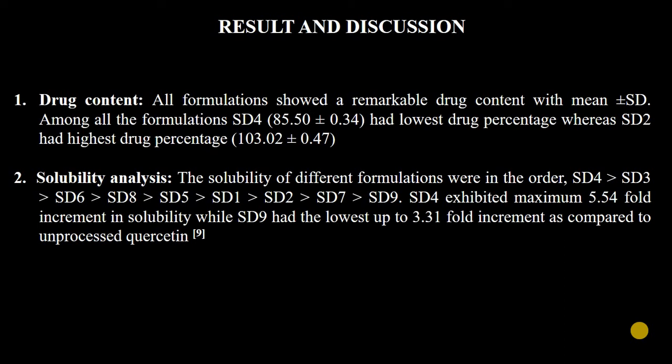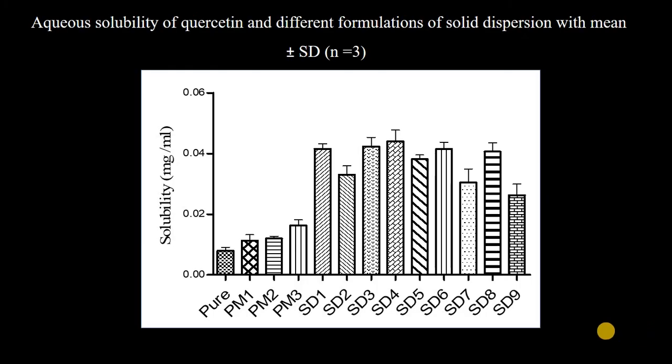SD9 has the lowest solubility. SD4 exhibited a maximum of 5.54 fold increment in solubility, whereas SD9 formulation had the lowest, up to 3.31 fold increment as compared to unprocessed quercetin. The same you can see in this graph also. This SD4 formulation shows the highest solubility among all these formulations that are shown in the graph.